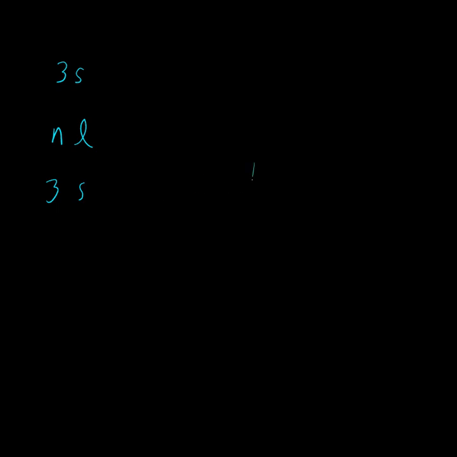So 3s would be like you'd have your first circle, your second circle, and then your third. This would be your 3s. The 3 tells you that it's the third smallest sphere, and the s tells you that it's a sphere. So really the 3 tells you it's the third closest to the center, and the s gives you the shape. So hopefully that makes sense.